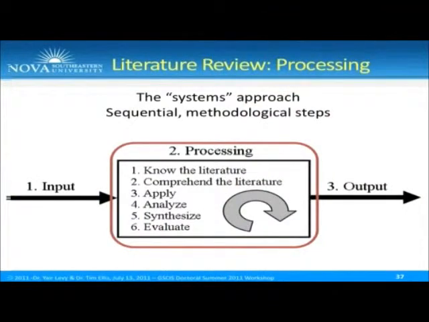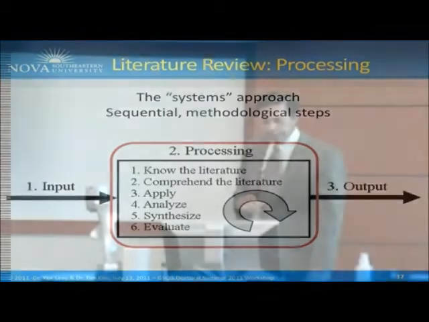The idea is to really know the literature enough to obviously comprehend the literature and apply the literature, analyze, synthesize, and evaluate. And I'll go through these very quickly now. And essentially, the idea is to not just have a single piece of literature or multiple pieces of literature that you just read.